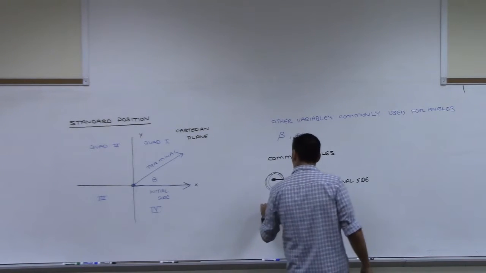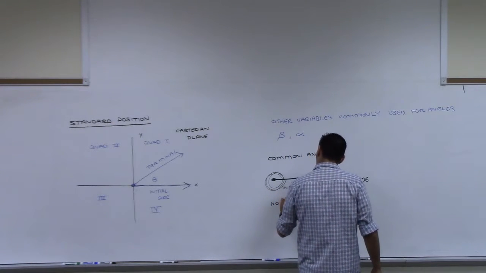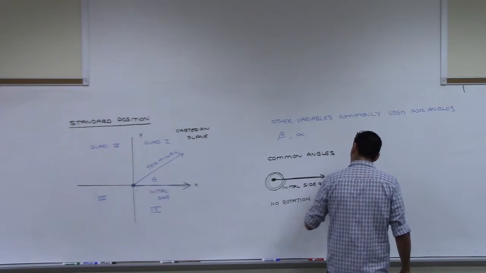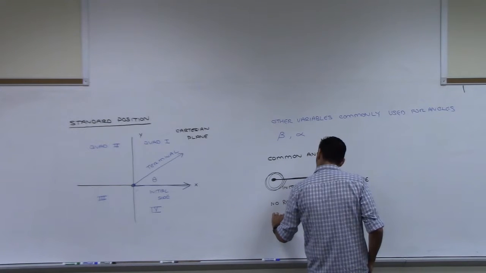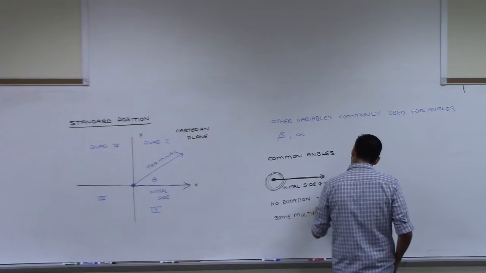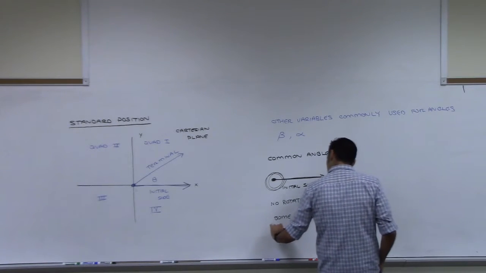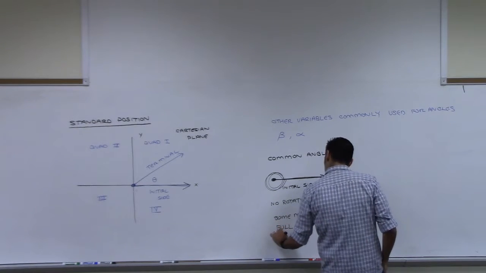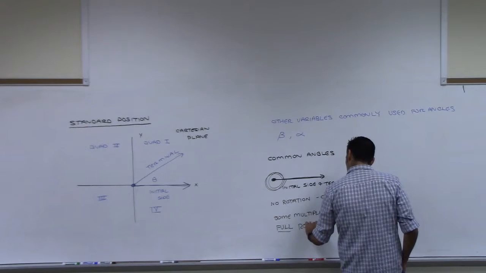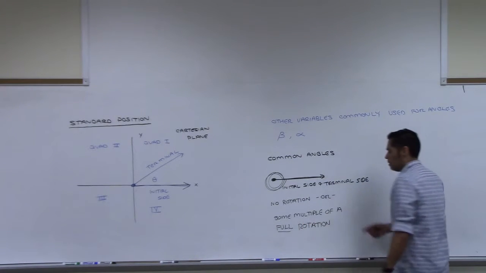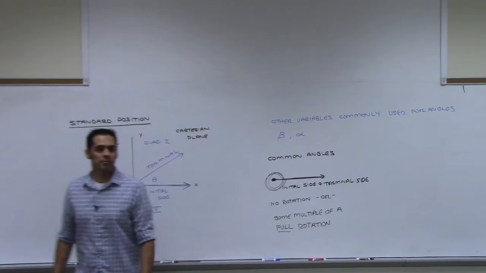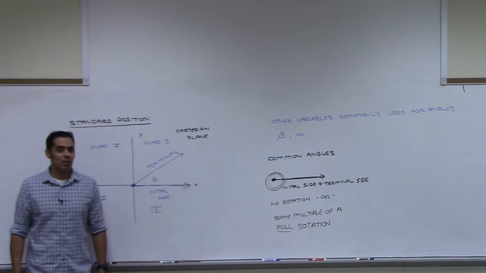So this is no rotation, or some multiple of a full rotation, all the way around. What do I mean by multiple? Multiple full rotations. Let me ask you this. What are the multiples of 3?